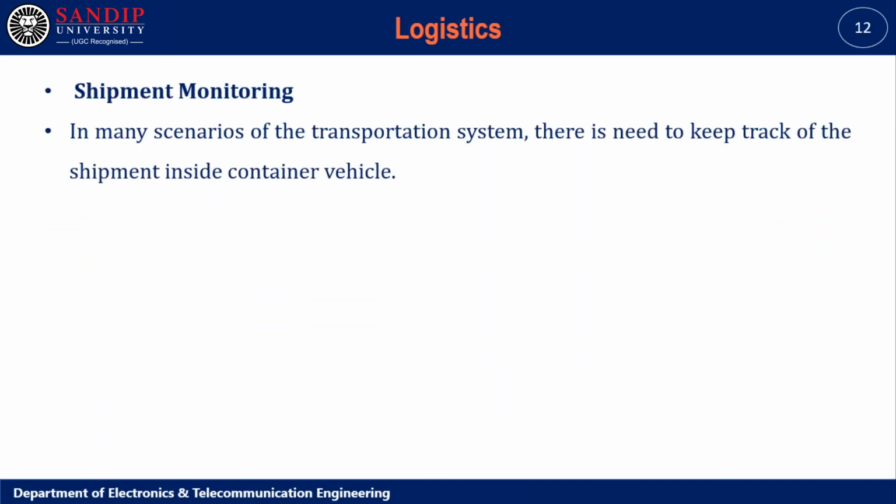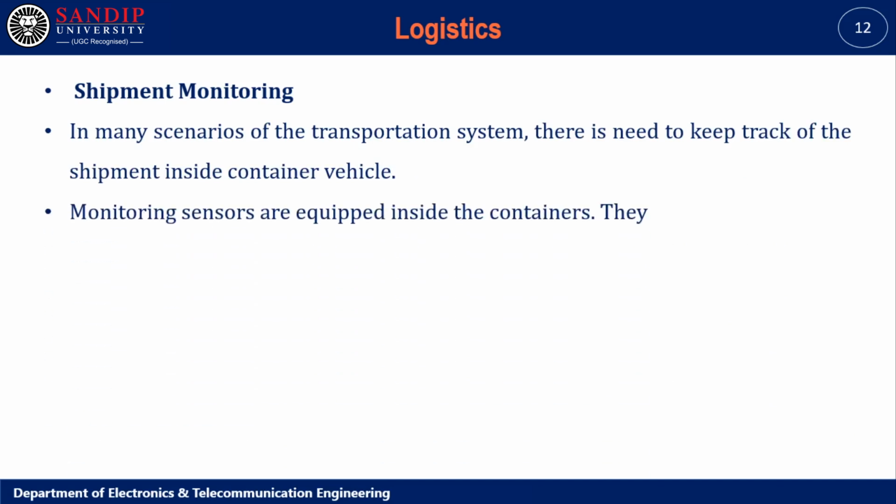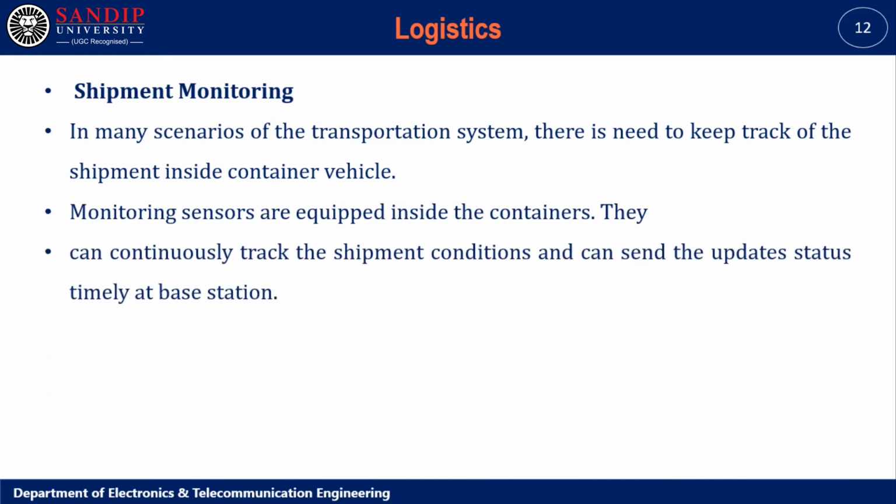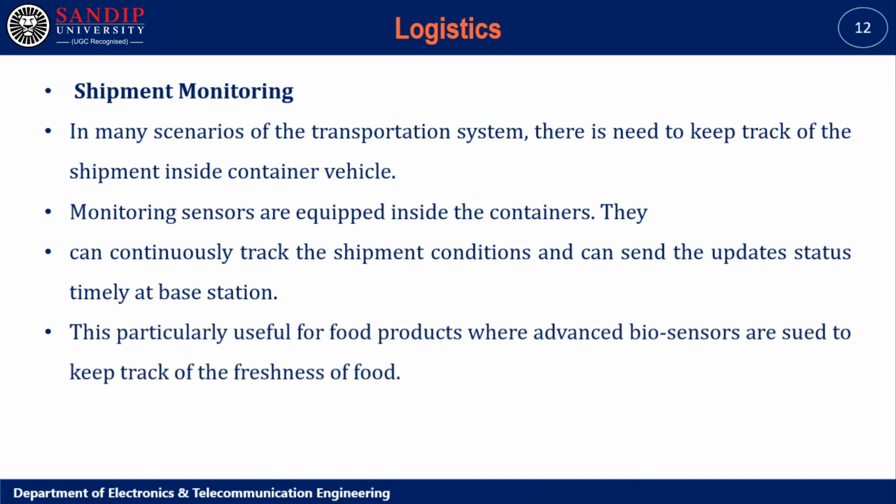Shipment monitoring. In many scenarios of the transportation system, there is a need to keep track of the shipment inside container vehicles. Monitoring sensors are equipped inside the containers. They can continuously track the shipment condition and can send the update status timely to the base station. This is particularly useful for food products, where advanced biosensors are used to keep track of the freshness of the food.